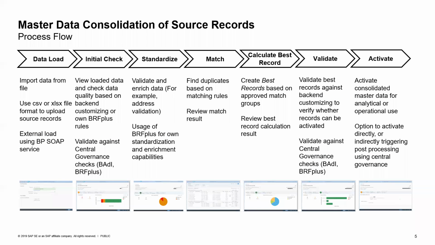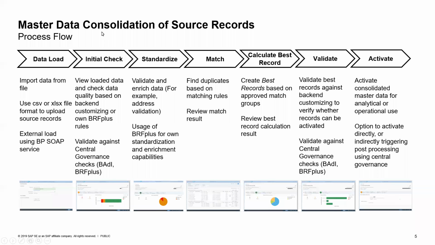Let's have a look at what such a consolidation process looks like. So in general, we have these steps in such a process. You start with the data load. That means you have data somewhere outside which you want to bring into your system. And this is possible using an import. To import the data, we have several options. One option is that we provide a Fiori app to import the data into the system. But it's also possible to use any other ETL tool or even use our business partner SOAP service to bring the data from another system into such a consolidation run.